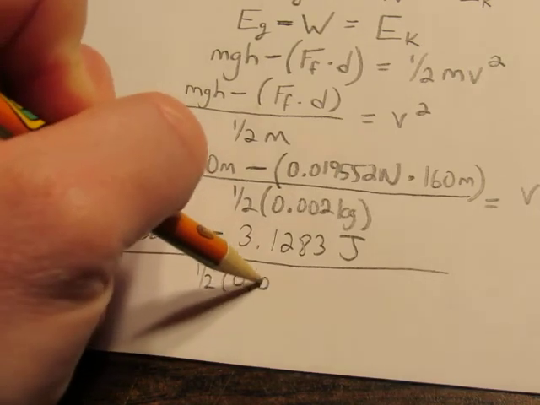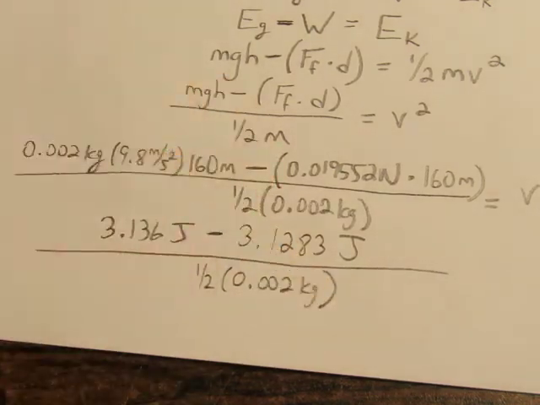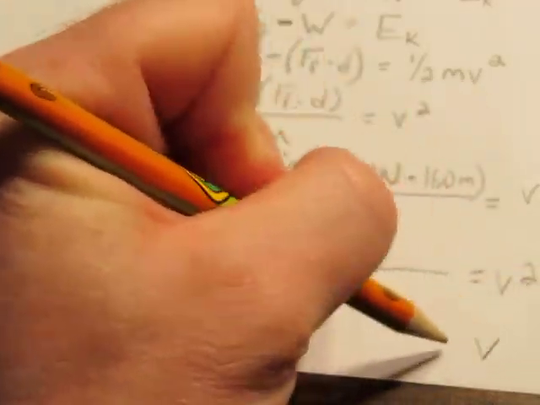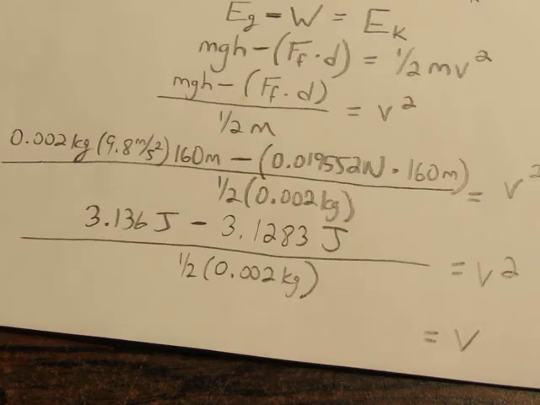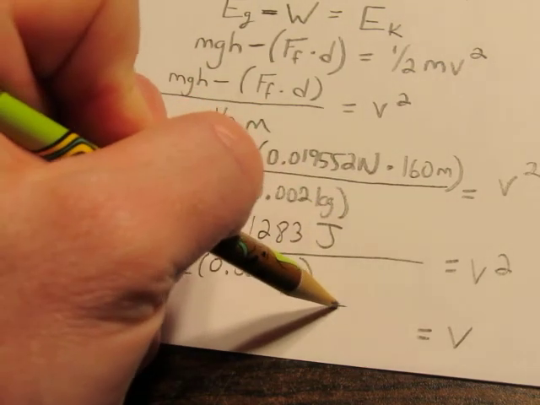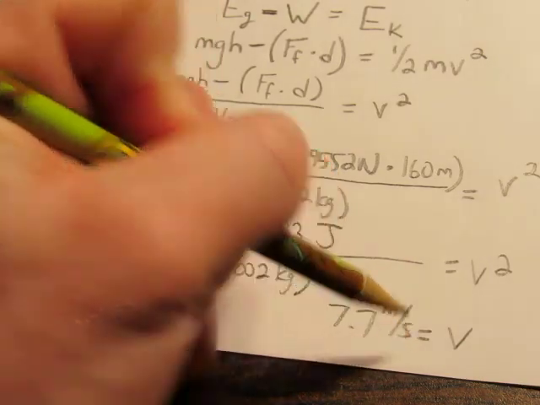Okay, let me put the other values on the bottom of that calculation. Okay, so now you get a more appropriate answer. So let me calculate this. 3.136 minus 3.1283 divided by half and divided by 0.002 is, whoops, I think I screwed that up. Sorry, I got to do that again. I did mess it up. 3.1283 divided by half divided by 0.002 gives a final answer of 7.7 meters per second.